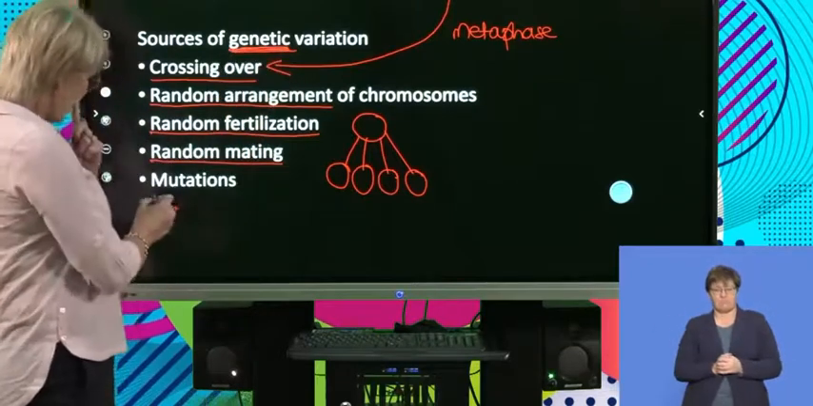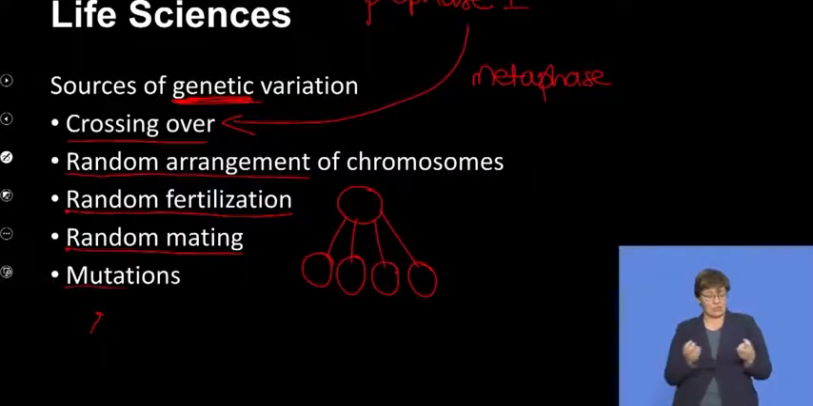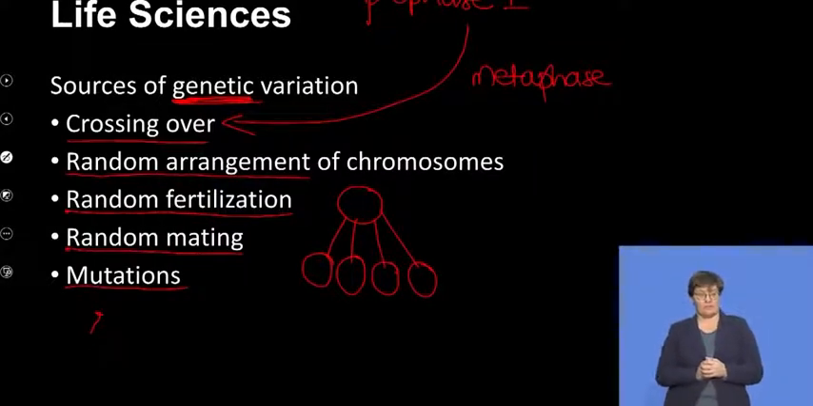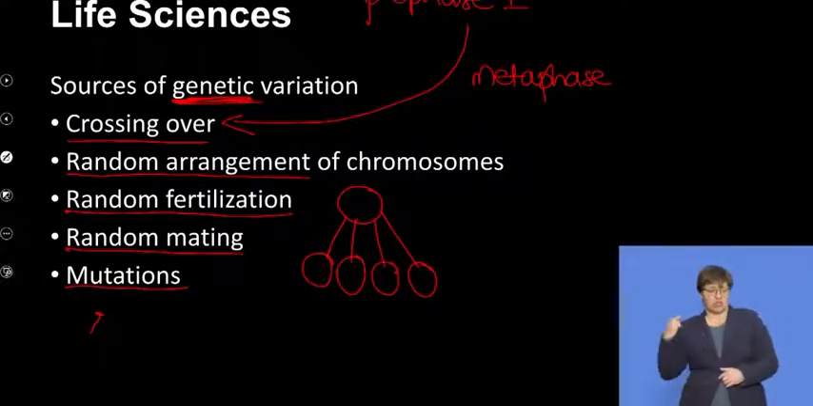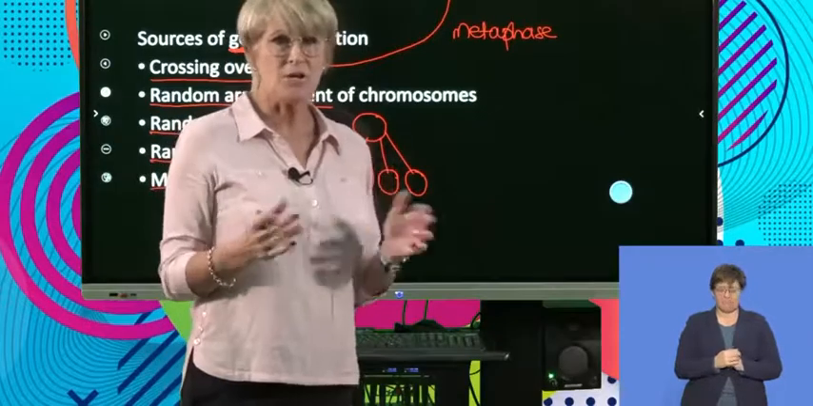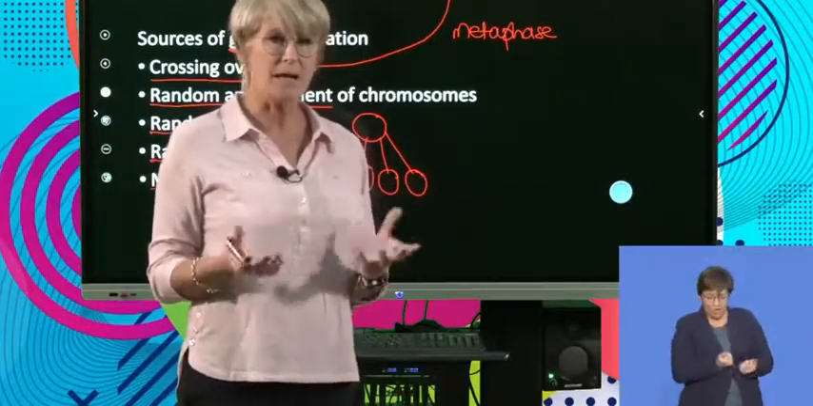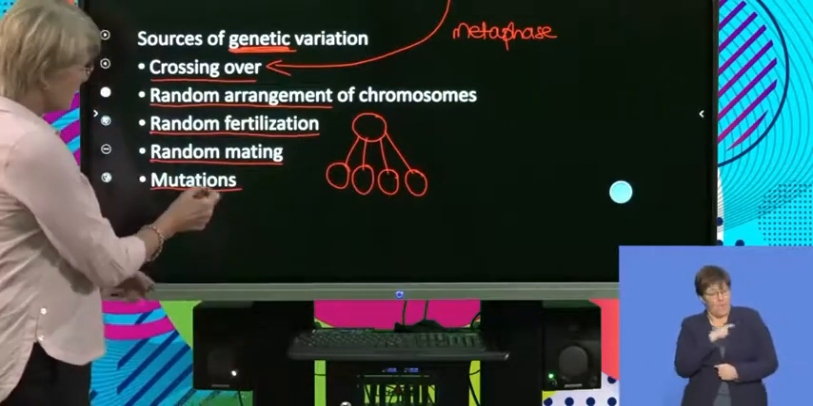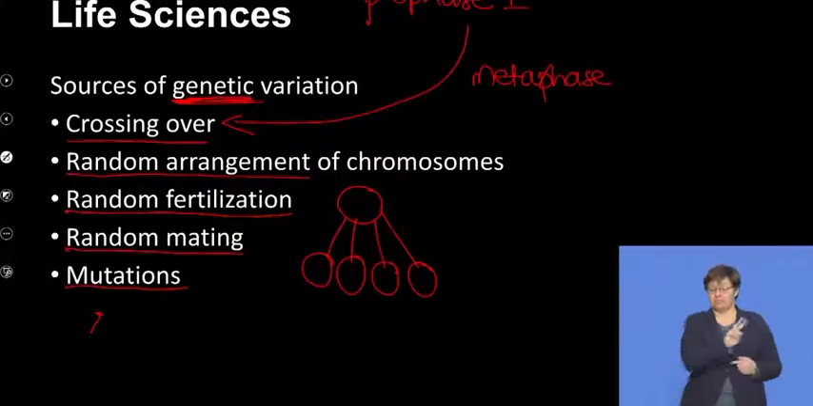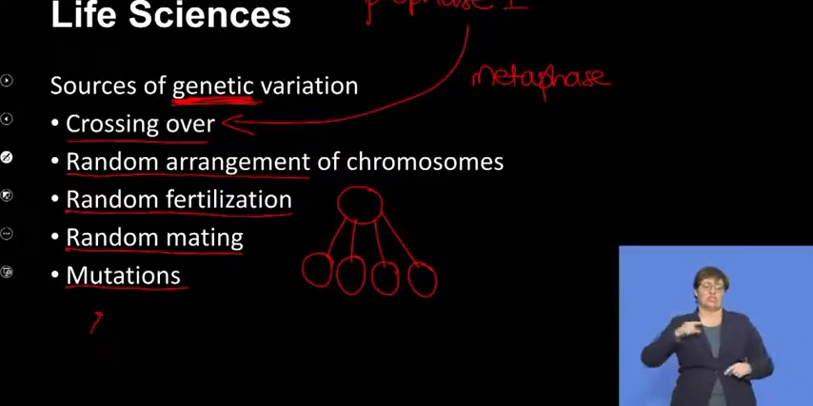The last source of genetic variation is mutations. Remember we learned that mutations are a random change in the genetic structure of an organism. Again, we don't know what causes it, why it happens, or when it happens. It just does happen, and it happens randomly. Because of that randomness, mutations also create a source of genetic variation. So all of those are the sources of genetic variation.